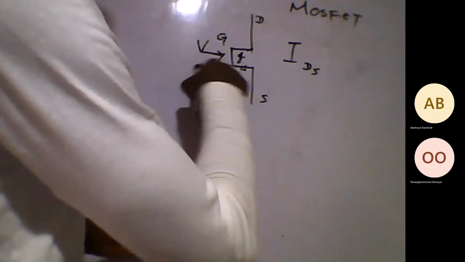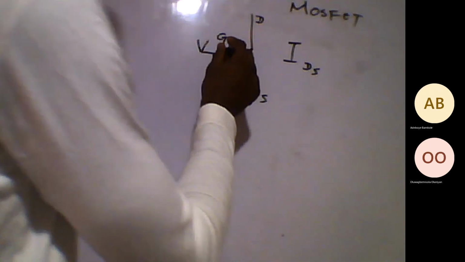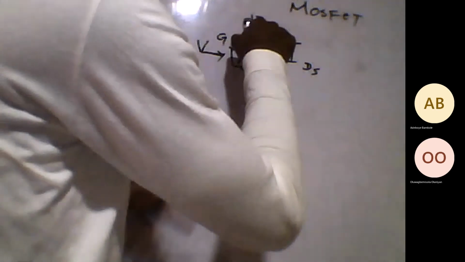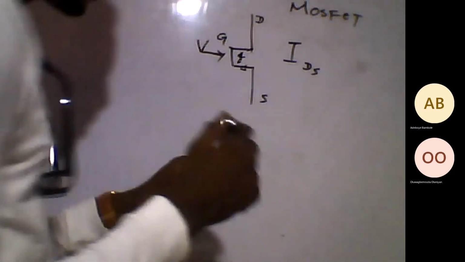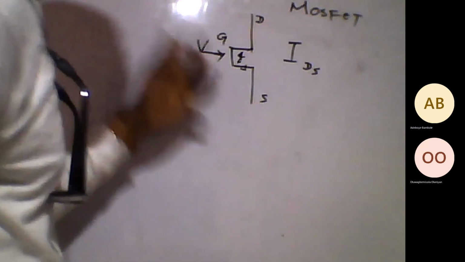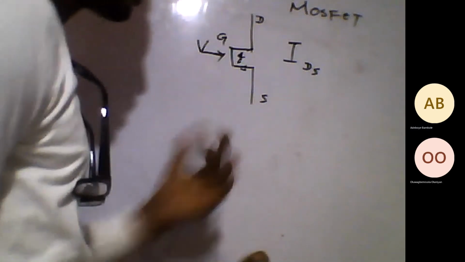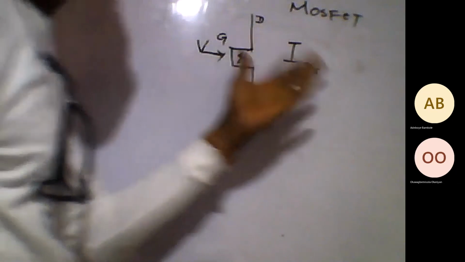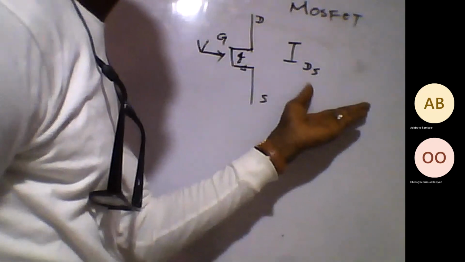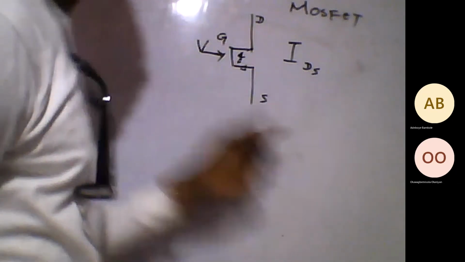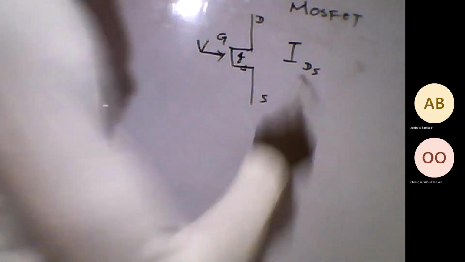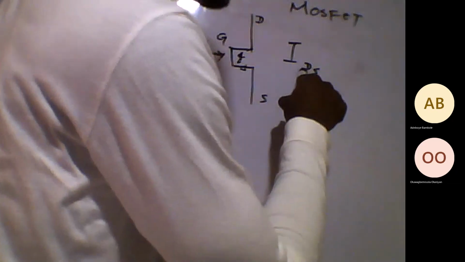But essentially, they work the same way. Your gate acts as your base, your drain like your collector, your source like your emitter. Remember, for your NPN BJT, the more the base current, the more the current, your IC and your IE. In this case, the more the voltage, the more your drain current.